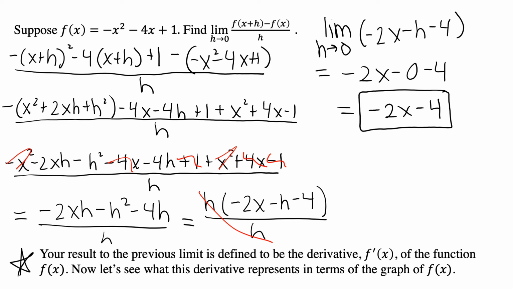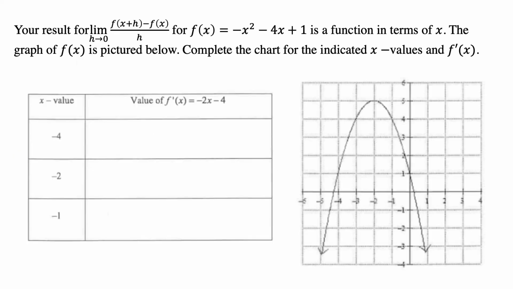So your result to this limit is defined to be the derivative f prime of x of the function f of x. So now we're going to take a look at what this derivative represents in terms of the graph of f. So our result for the limit as h goes to 0 of f of x plus h minus f of x over h, for that function that we were given, negative x squared minus 4x plus 1, turned out to be a function in terms of x.